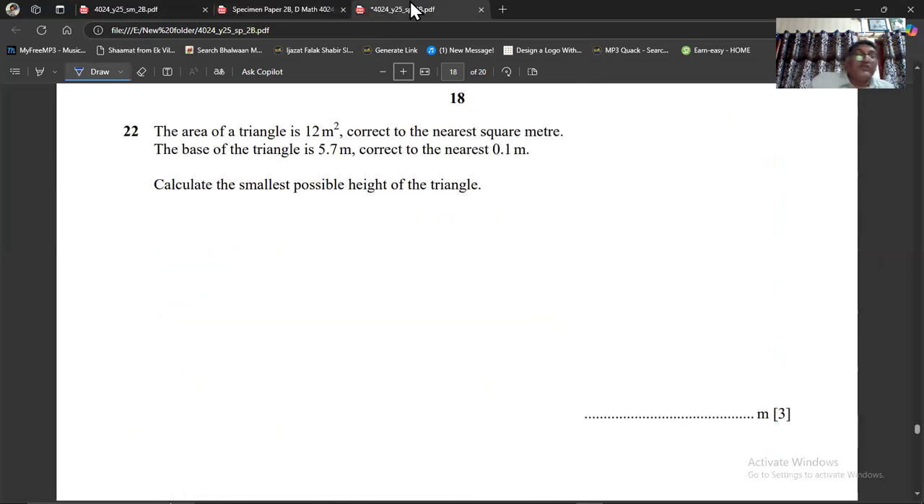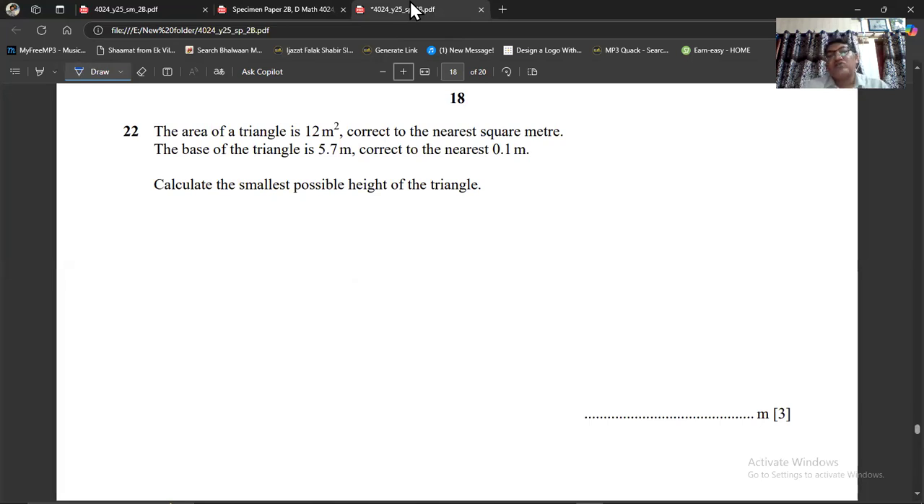So we have question number 22. The area of a triangle is 12 meters square, correct to the nearest square meter. So 1 meter square divided by 2 is 0.5 meter square. That will be added, and you will get the upper bound of the area. If you subtract 0.5 from 12, you will get the lower bound of the area. Then he says the base of the triangle is 5.7 meter, correct to the nearest 0.1 meter.